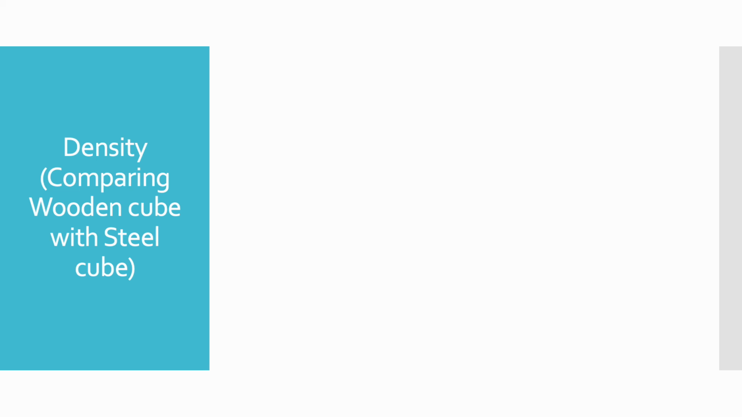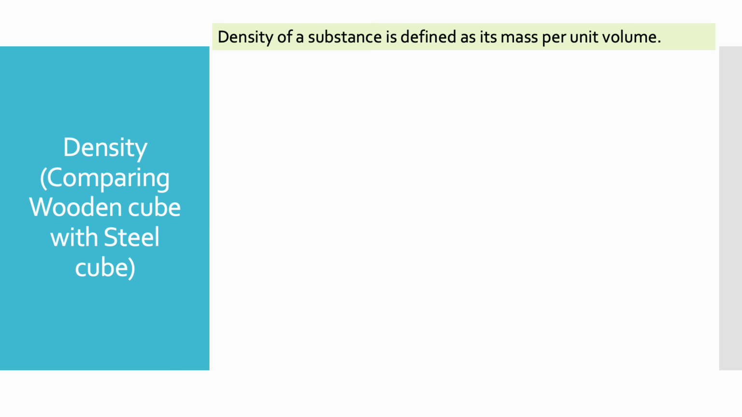We are going to explore an important concept in physics and everyday life, density. So what is density? Density is defined as mass of a substance per unit volume. In simple words, it tells us how tightly packed the particles are inside an object or a material.